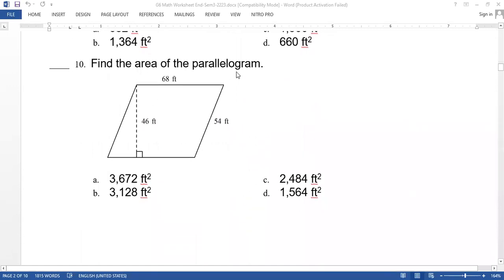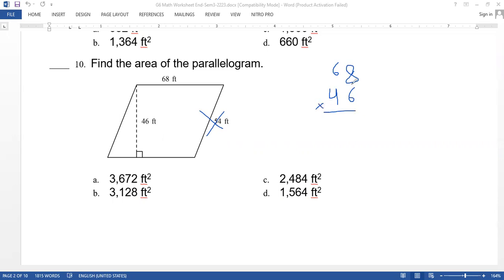Find the area of the parallelogram. Here, the same case exactly. We ignore 54. We just multiply 68 by 46. I told you, you have to train yourself how to multiply two-digit by two-digit numbers. Now, 68 multiply 46. I put the two numbers like this, and I multiply.